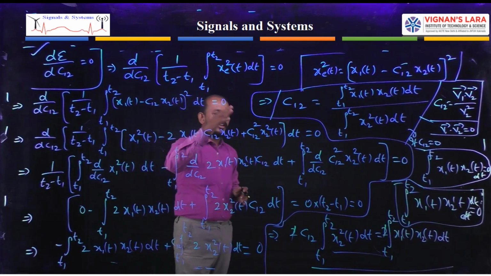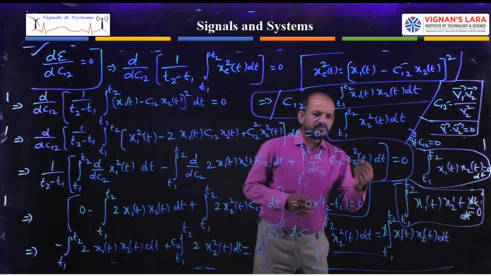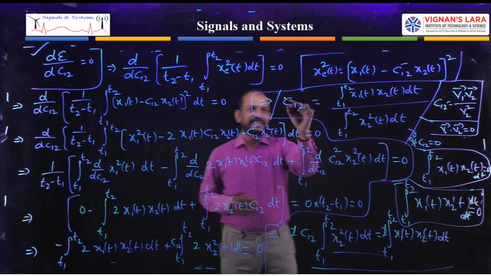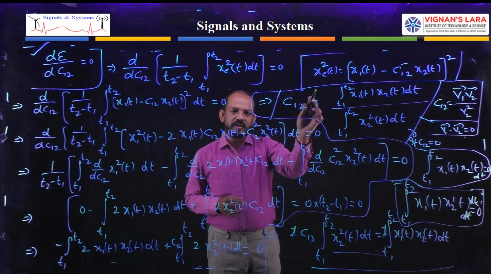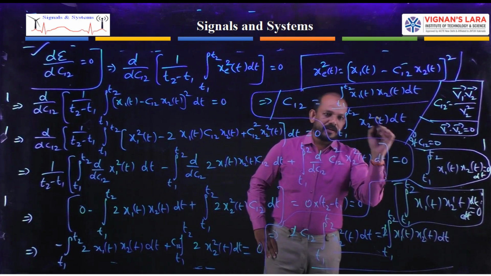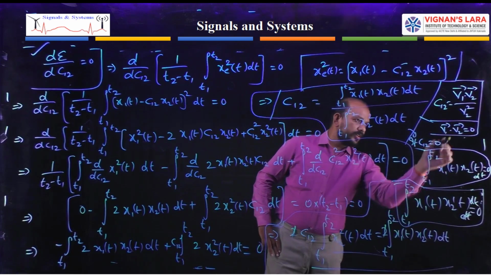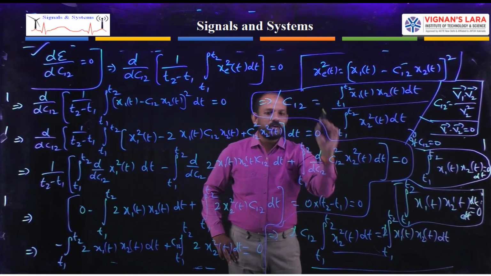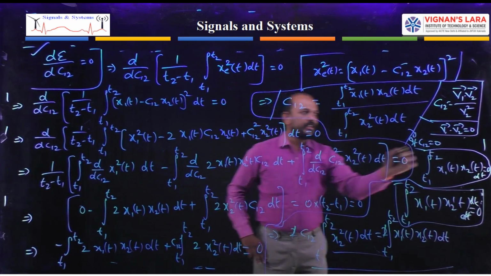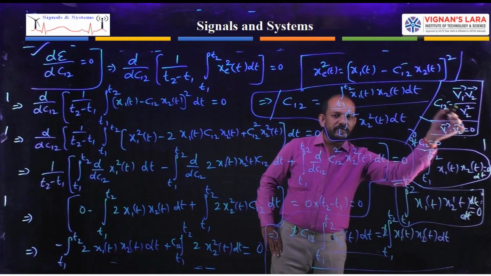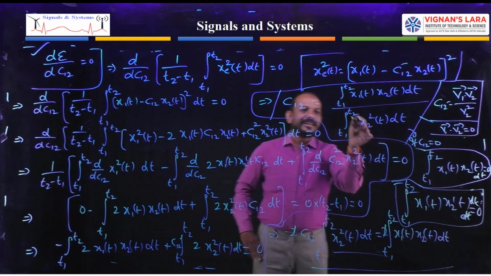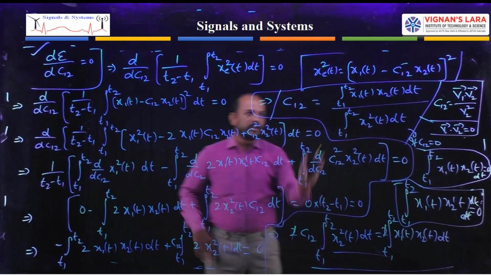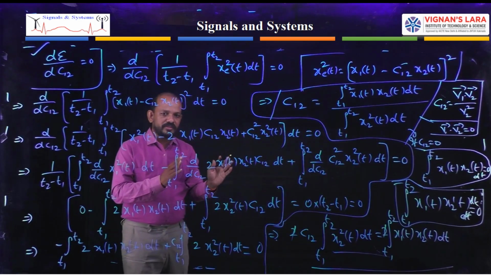Now compare the analogies. What is the analogy? In vectors, if C12 equals 0, the two vectors are orthogonal. In signals, if C12 equals 0, the two signals are orthogonal. That is the first one. And the second one: the square of the magnitude of the vector is equal to the integral of the square of the signal over the given interval. So these are the analogies for vectors and signals.